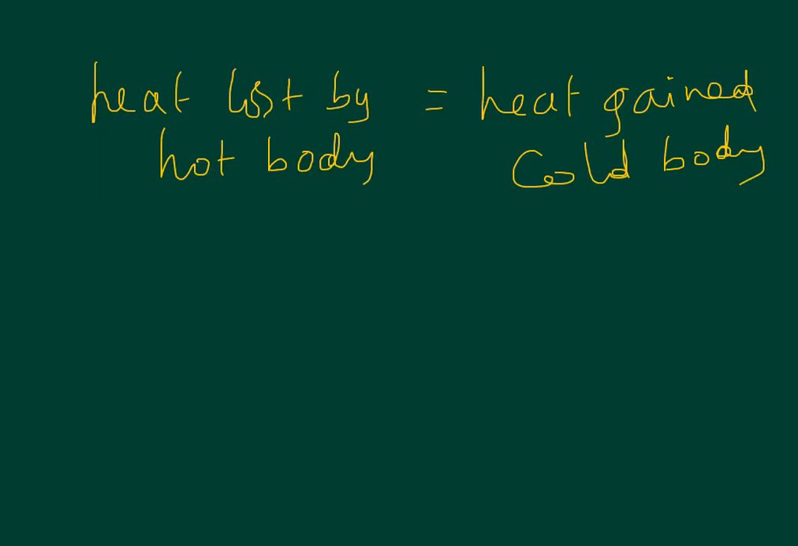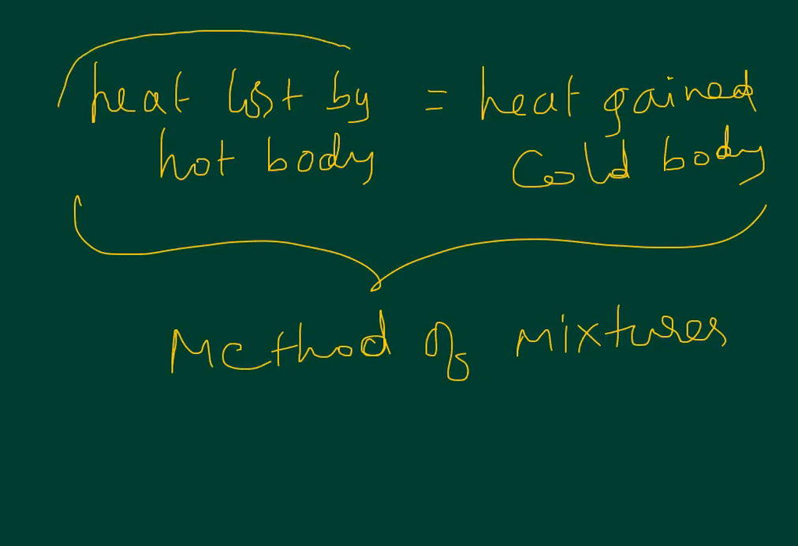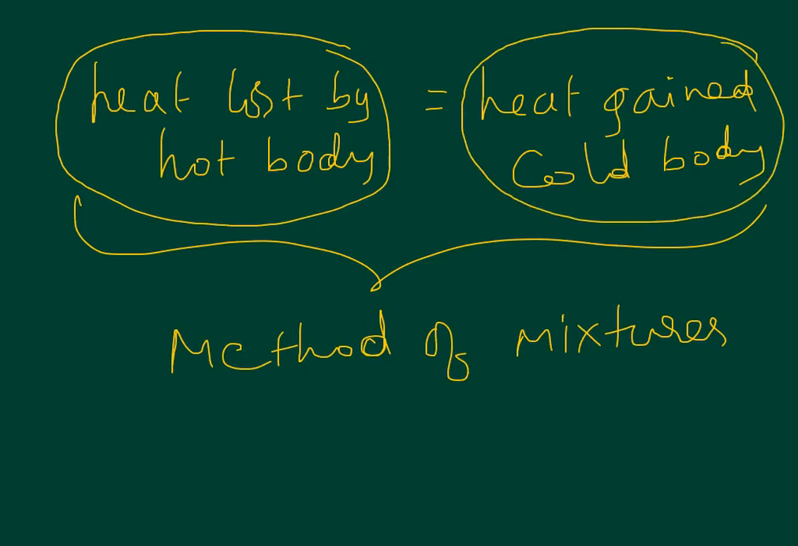This phenomenon is what we call the method of mixtures. This is the principle of the method of mixtures. What is the principle involved in this topic? When two or more bodies of different temperatures are kept in contact, whatever heat is lost by the hot body, the same energy is gained by the cold body. So heat lost by the hot body is equal to heat gained by the cold body. That we call the principle of the method of mixtures.